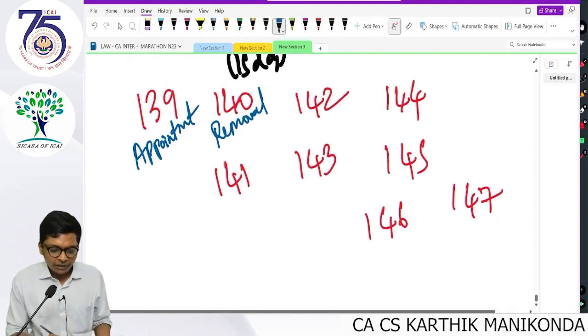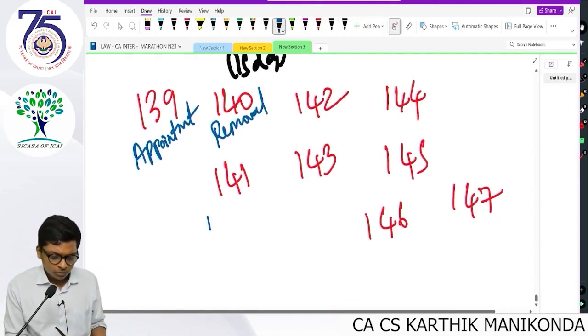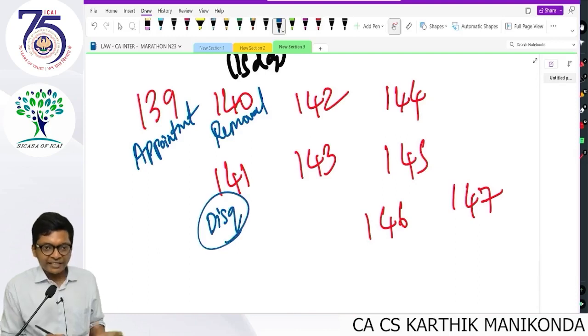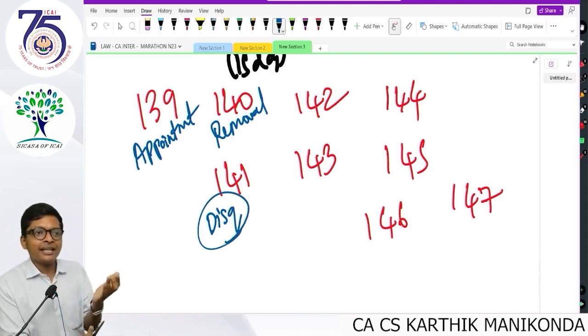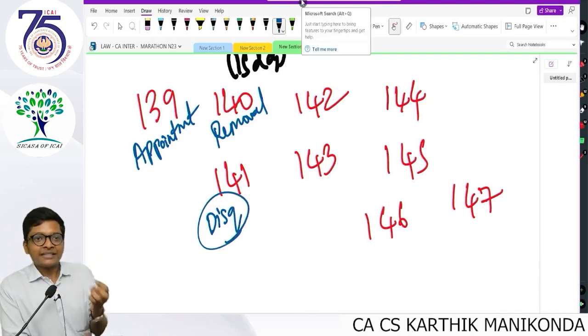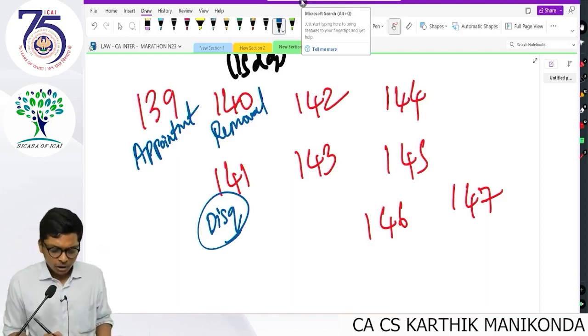Then 141 talks about disqualification. Who is eligible, not eligible? We have a huge list: a relative can be a shareholder up to 1 lakh. You cannot be a shareholder beyond that; within 60 days, you have to correct. Then indebtedness up to 5 lakhs. Partner, employee, officer, all those points.